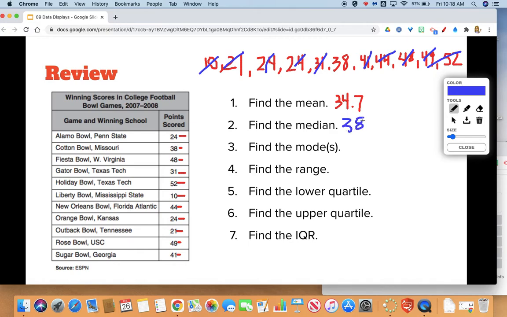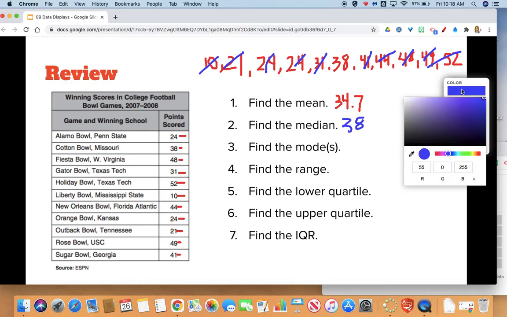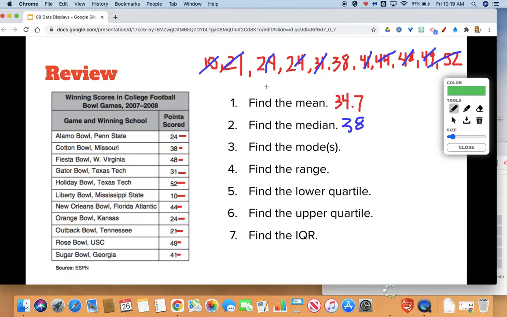Do I have any mode or modes here? I do. I had one number that appeared twice when all of the other numbers appeared one time. So my mode was 24. Remember, you can have no mode. If that's the case, you write none or no mode. Or you can have more than one mode if other numbers are occurring the same number of times and it's more than the rest.